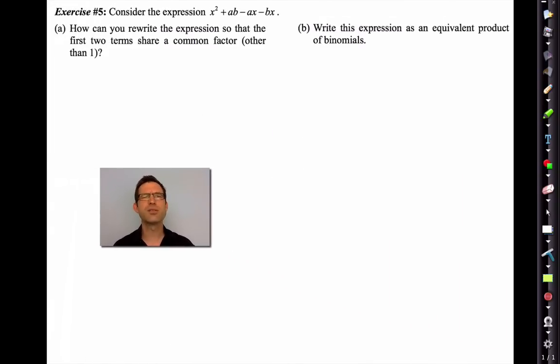All right, now sometimes these can get a little tricky, so I thought I'd throw one out that's A's, B's, X's. Exercise 5. Consider the expression x squared plus AB minus AX minus BX. Letter A asks, how can you rewrite the expression so that the first two terms share a common factor? Because right now, x squared and A times B, they don't share a common factor. So how could you rewrite it so that they share a common factor?